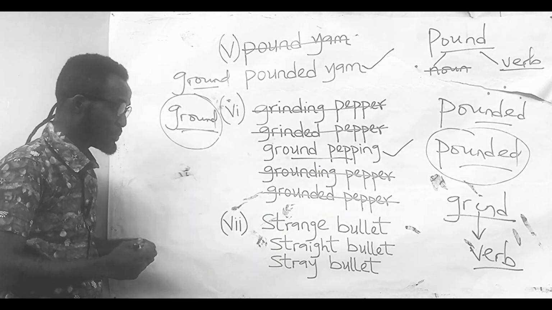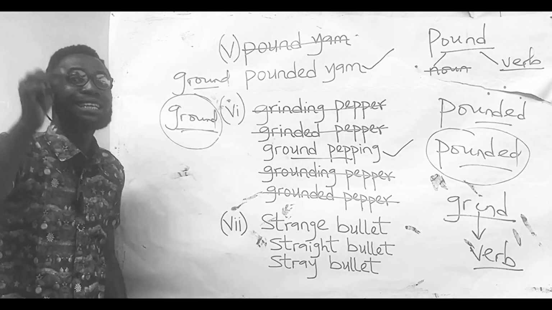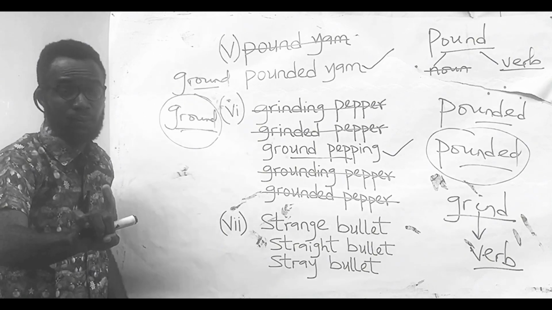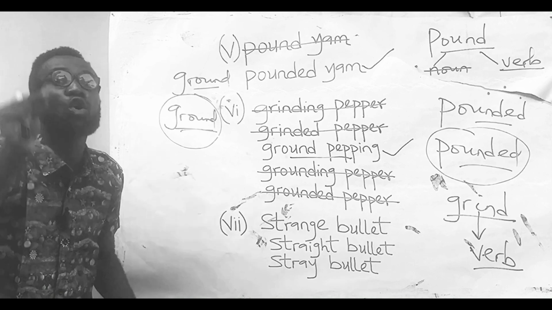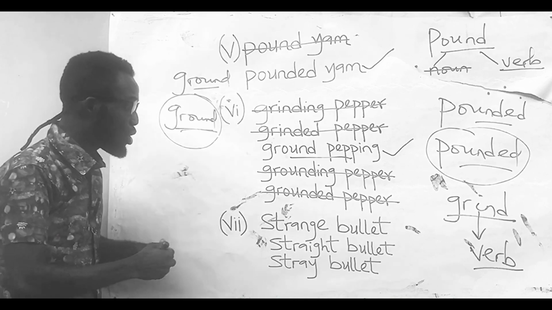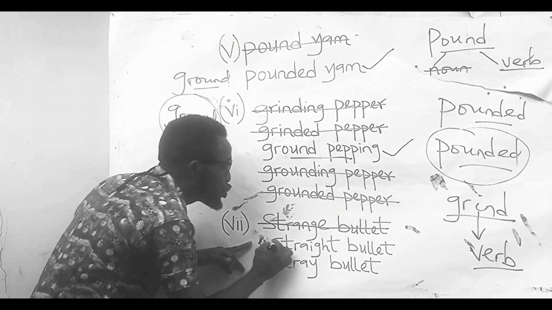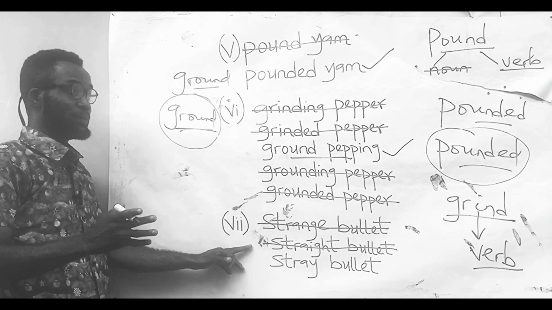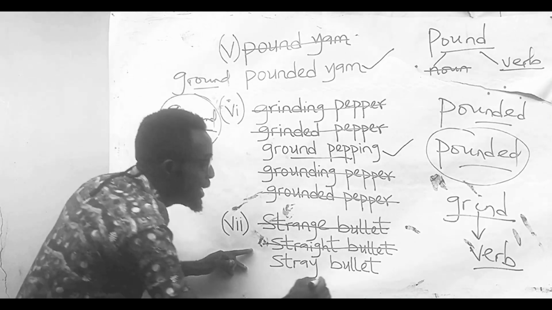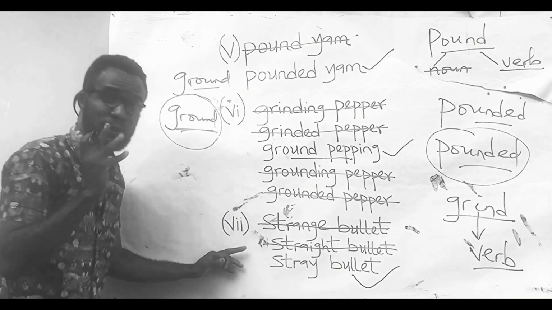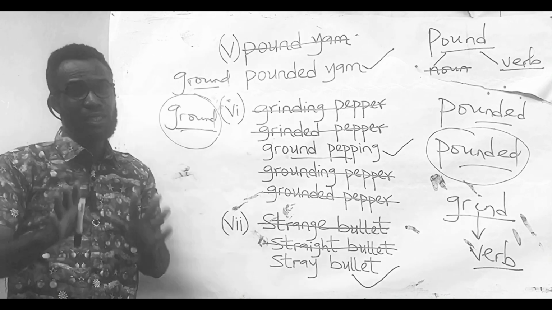Let us look at the last one. A bullet that leaves the nozzle of a gun and hits an unintended target. I say it again. A bullet that leaves the nozzle of a gun and hits an unintended target is not called a strange bullet. It is not called a straight bullet. Rather, it is called a stray bullet. A stray bullet. The young girl was killed by a stray bullet. I believe this is understood.